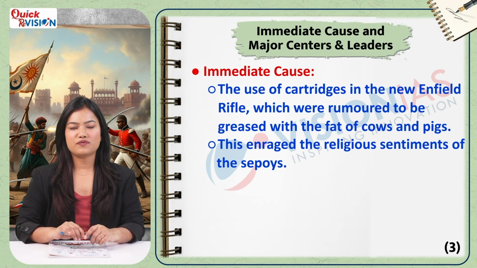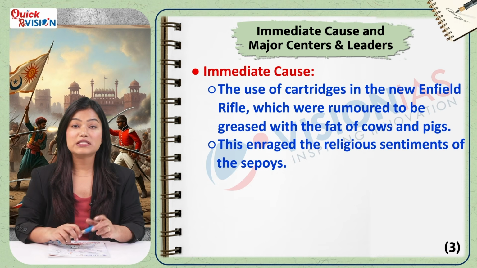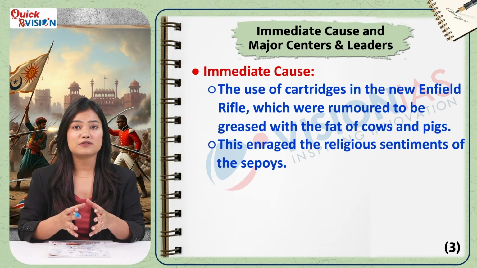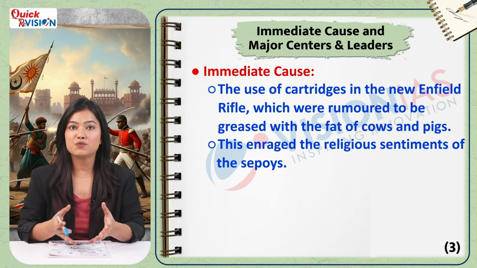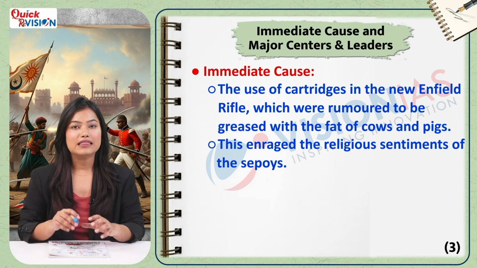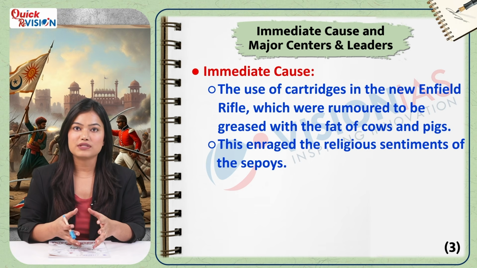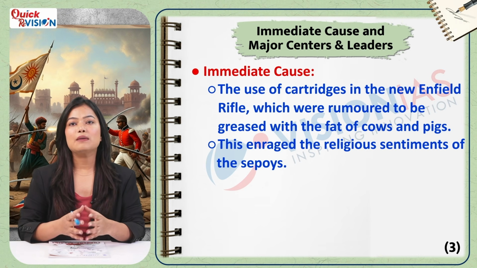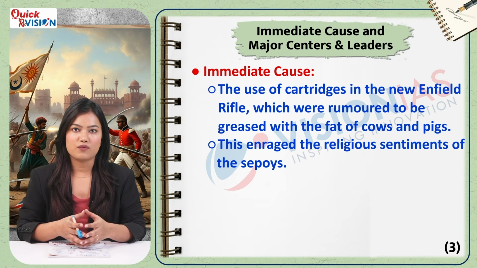The immediate cause of the revolt was the introduction of the Enfield rifle. A rumor spread that the cartridges for these rifles were greased with the fat of cows and pigs, and they had to be bitten off before loading. This deeply hurt the religious sentiments of both Hindu and Muslim sepoys. At Barrackpore, Mangal Pandey refused to use these cartridges and sounded the bugle of revolt.